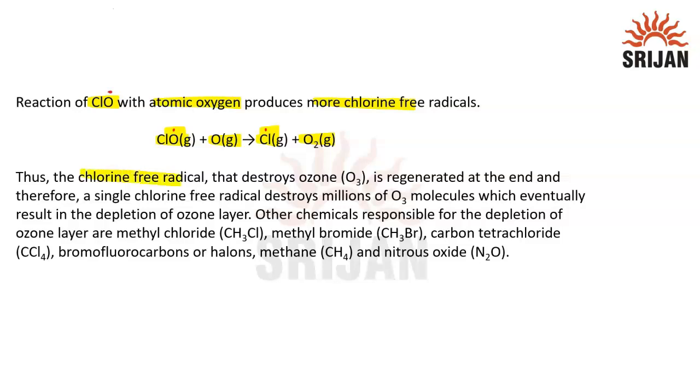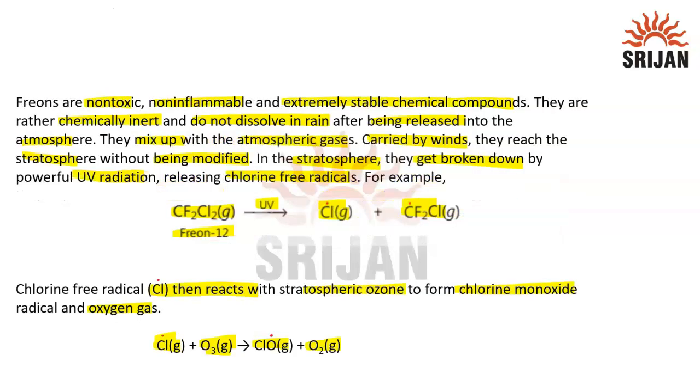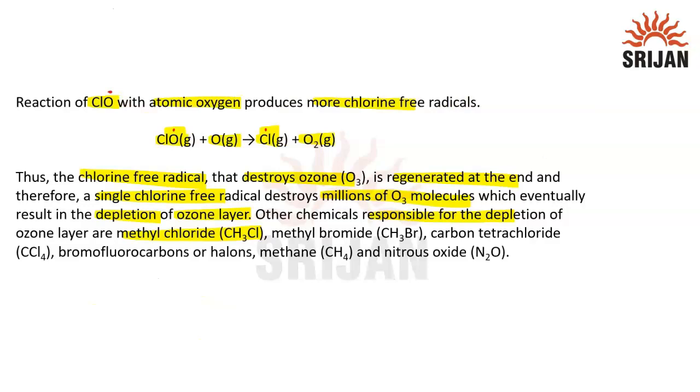Thus, the chlorine free radical that destroys ozone is regenerated at the end, and therefore a single chlorine free radical destroys millions of O3 molecules, which eventually results in the depletion of ozone layer. Other chemicals responsible for the depletion of ozone layer are methyl chloride. They act in a similar way, just like we just saw with the CFCs. Others we have methyl chloride, methyl bromide, carbon tetrachloride, bromofluorocarbons or halogens, methane, which is CH4, and nitrous oxide.